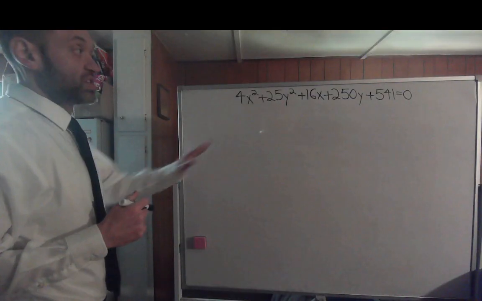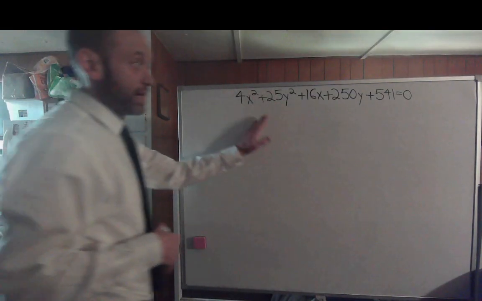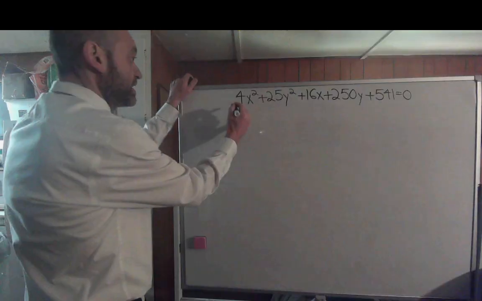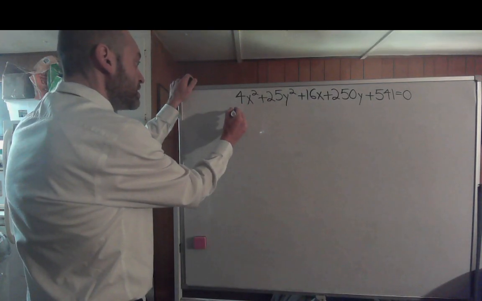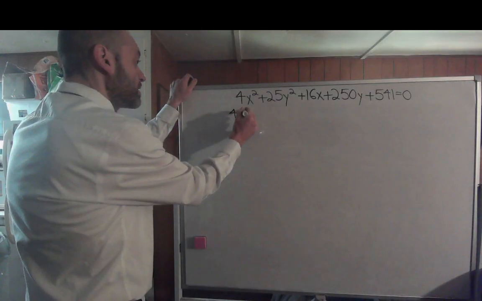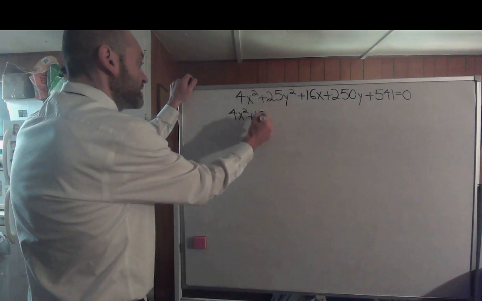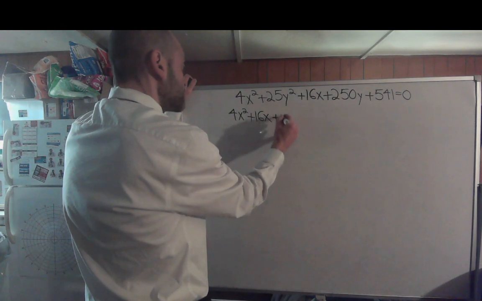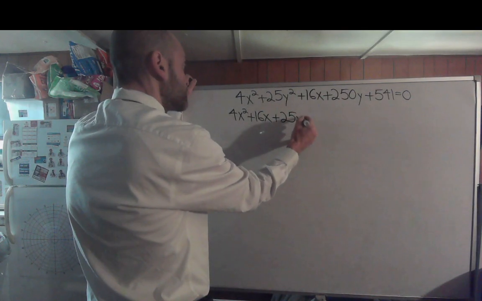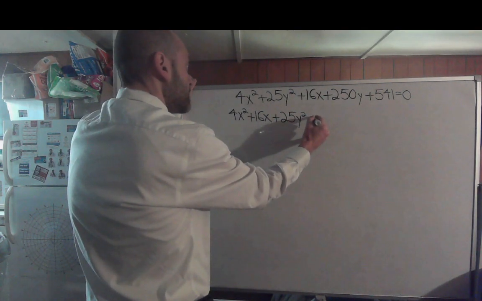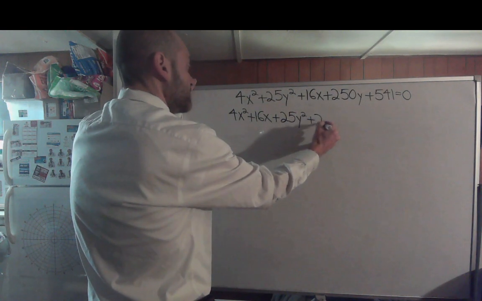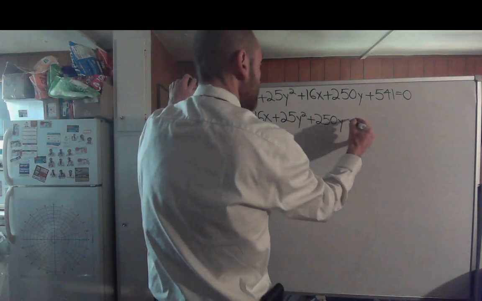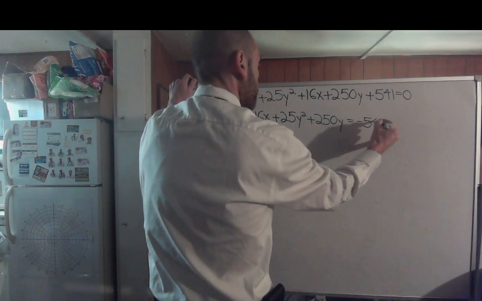What we're going to do is simplify this like we normally do, get your x and y terms together, and then get the constant term over to the right-hand side. So this would turn into 4x squared plus 16x plus 25y squared plus 250y equals negative 541.